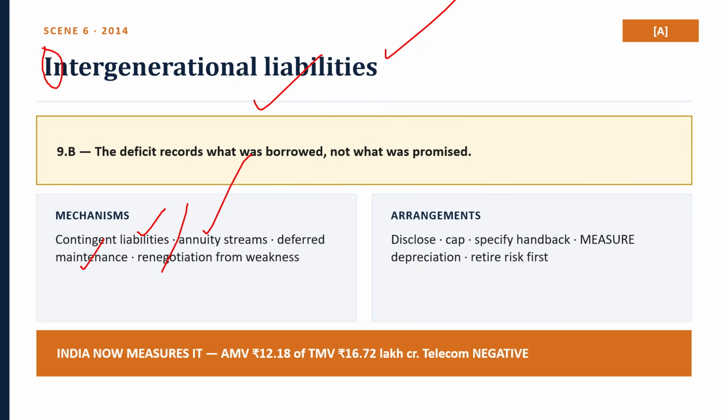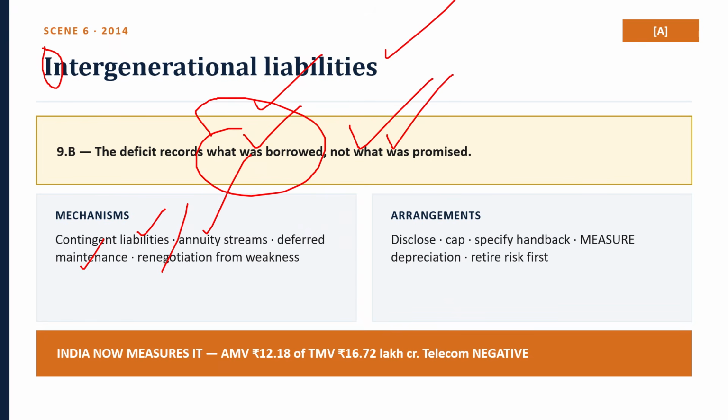So the deficit records what was borrowed, it does not record what was promised. So fiscal responsibility measured only by the deficit is therefore a partial accounting of what one generation has committed to the next to pay. Coming to the second half, the arrangements.